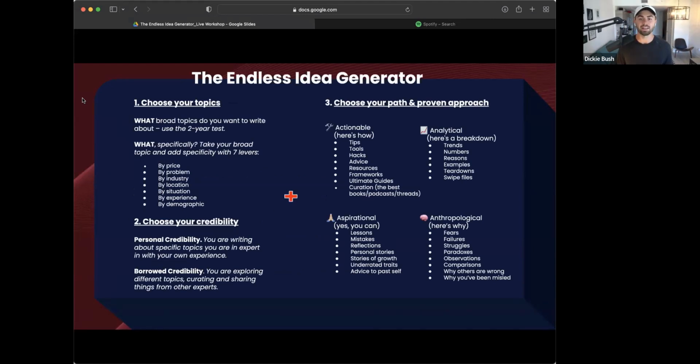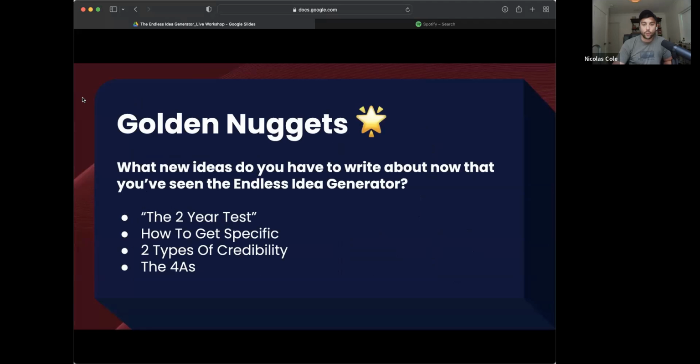Like we said at the beginning, we're going to run through this entire thing. Hopefully this all makes sense and you can screenshot this, use this. I think if you block 30 minutes, do the 2-year test, add some specificity, and go down the proven approaches, you're going to have at least 100 ideas to write about, maybe even more. That's a marathon right there. I hope everyone was taking notes. Take a screenshot of this too, like Dickie said. Let's see though, what was most helpful.